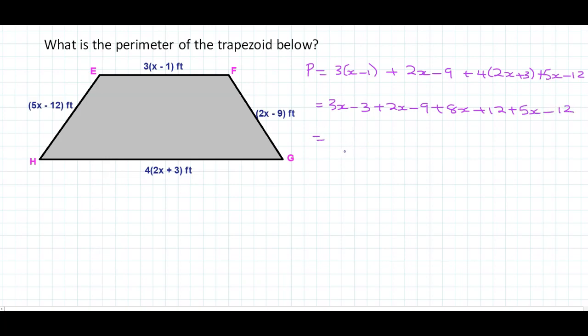So we're going to group all our common terms together next. So we have 3x plus 2x plus 8x plus 5x. And now our numbers, we have minus 3 minus 9 plus 12 minus 12. So now we can add our common terms together. 3 plus 2, 5 plus 8, 13 plus 5, we have 18x. Minus 3 minus 9, that's minus 12 plus 12, which is 0 minus 12. We have minus 12, and this is in feet.